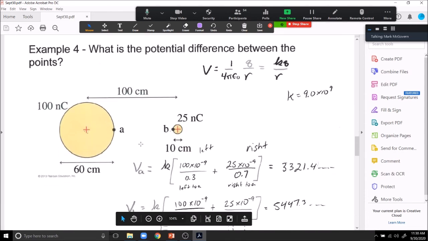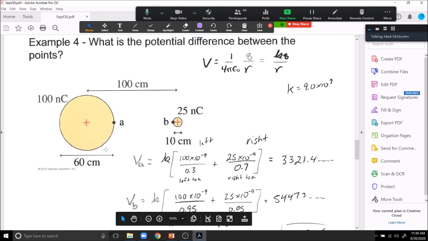Zoom in a bit here. So you have the radius, or the diameter of these things. So how far are you from the center of the 100 nanocoulomb charge? You are 30 centimeters away, so a 0.3 goes down here. How far are we from the center of the charge on the right? Well, it's 100 all the way across, so the difference between the 30 and the 100 is 0.7.